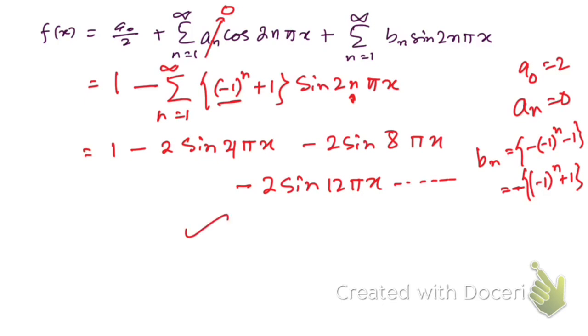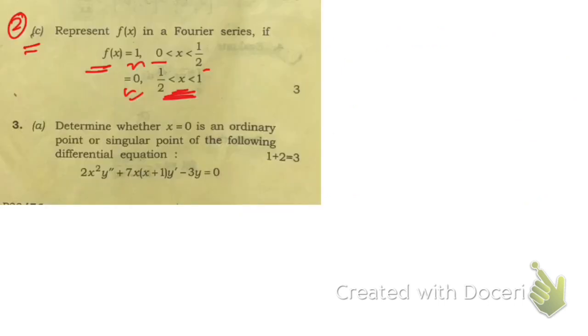Okay, so this is the result. Hope you have understood this. Now let's move on to the next question. So here is the next question. Determine whether x is equal to 0 is an ordinary point or a singular point of the following equation.